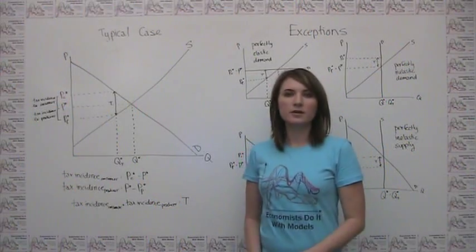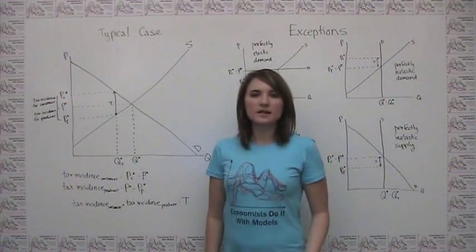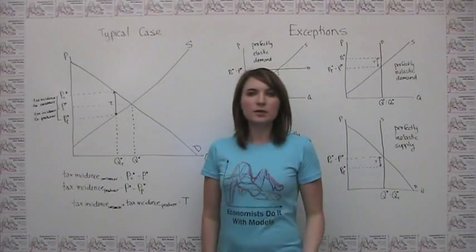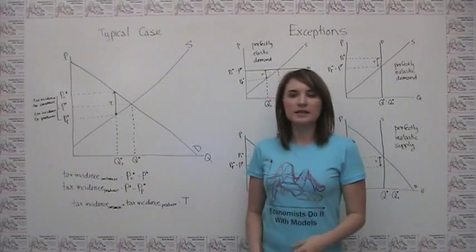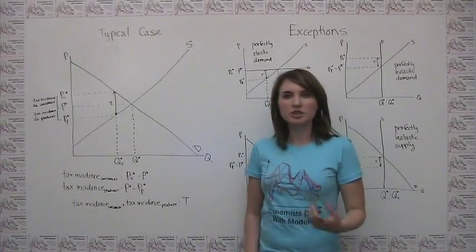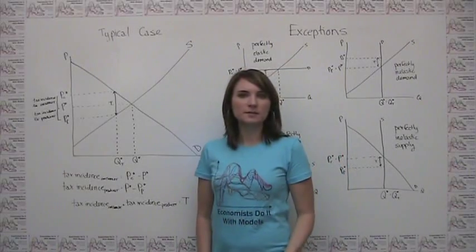Now that we've worked through our tax model, let's discuss some important facts about taxes. The first important fact about taxes is that, in general, consumers and producers share the burden of the tax.